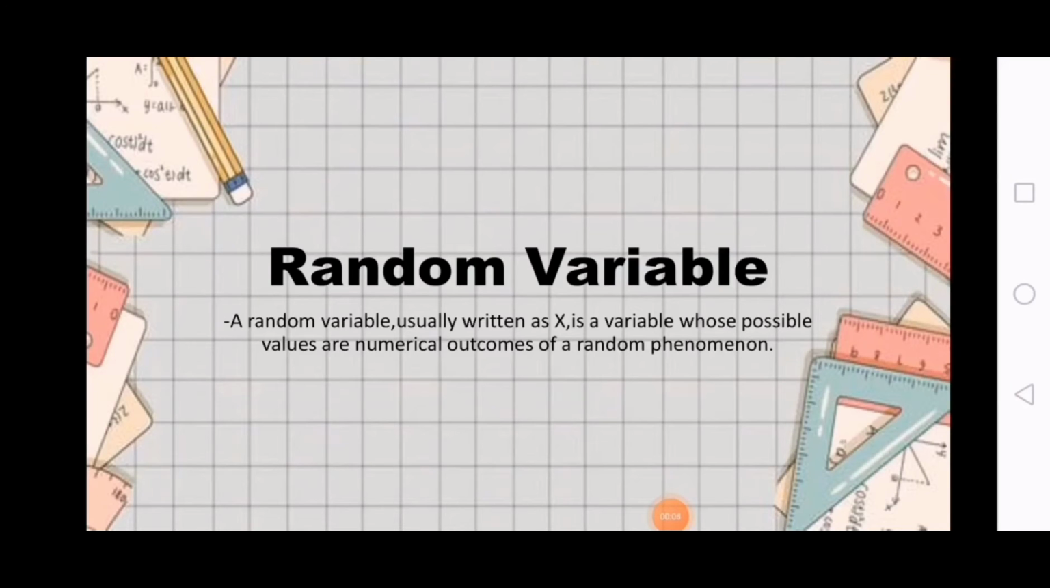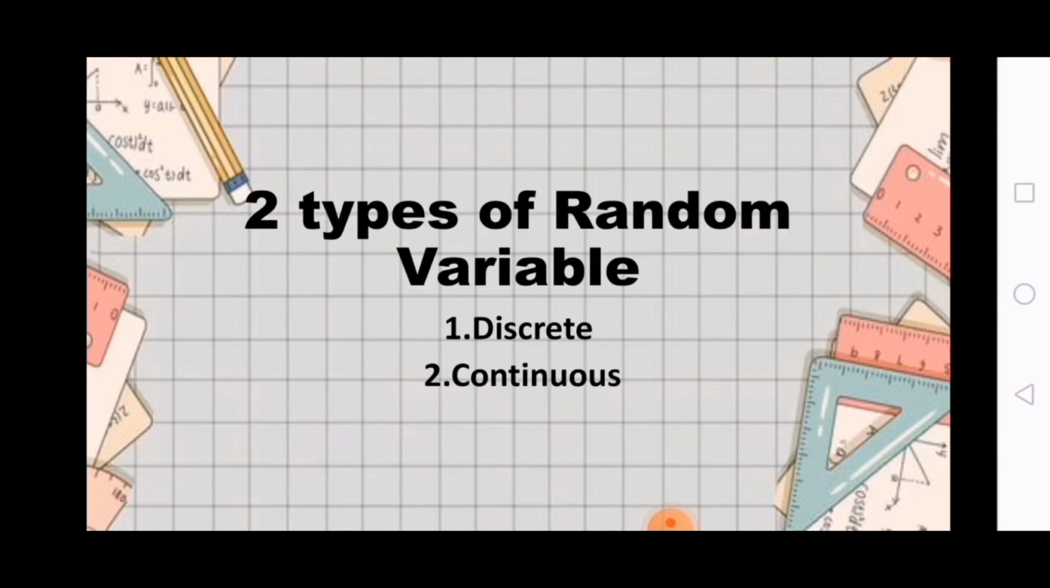A random variable, usually written as x, is a variable whose possible values are numerical outcomes of a random phenomenon. A random variable is a numerical variable whose measured value can change from one replicate of the experiment to another. There are two types of random variable. One is discrete and number two is continuous.